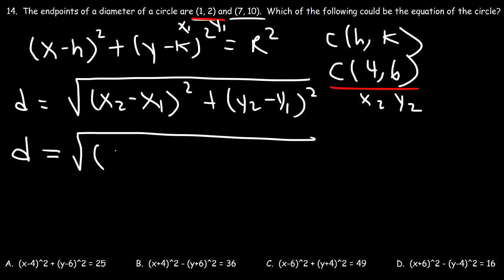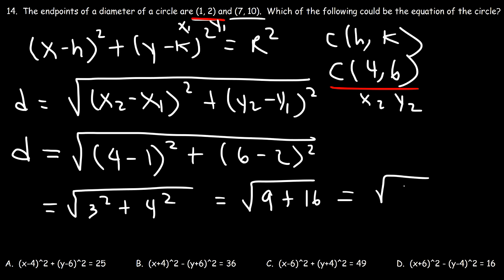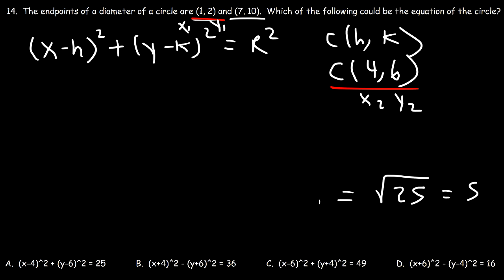Now x2 is 4, x1 is 1, y2 is 6, y1 is 2. 4 minus 1 is 3, and 6 minus 2 is 4. 3 squared is 9, 4 squared is 16, and 9 plus 16 is 25, and the square root of 25 is 5. So the distance between the center and one of the endpoints of the diameter is 5, which means the radius of the circle is 5.